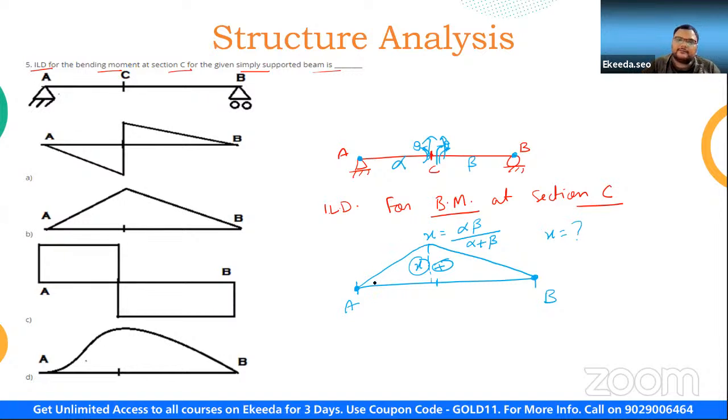And this alpha plus beta is the total length; this is alpha and this is beta. So this is going to be the value of this x. So looking at the options, what is the correct option for this one? The correct option is option B. Right guys? So I hope I am clear to all of you. Now let us move on to the next question.